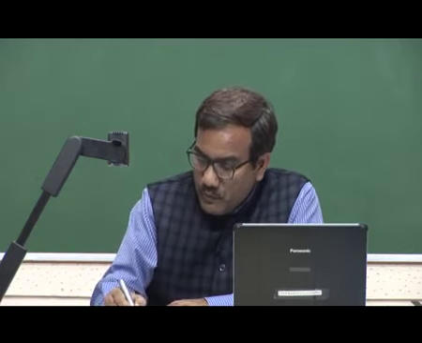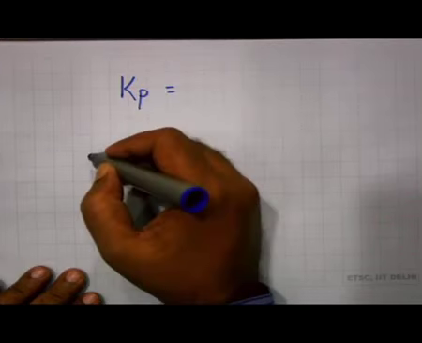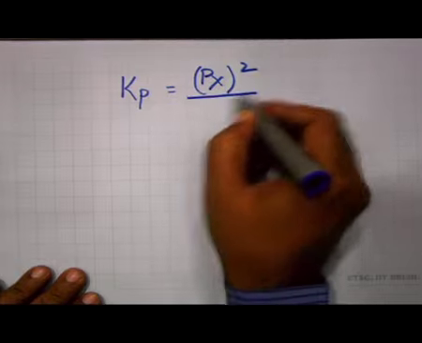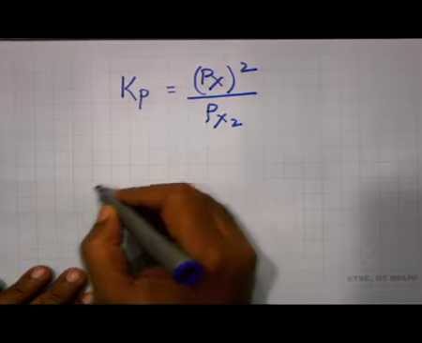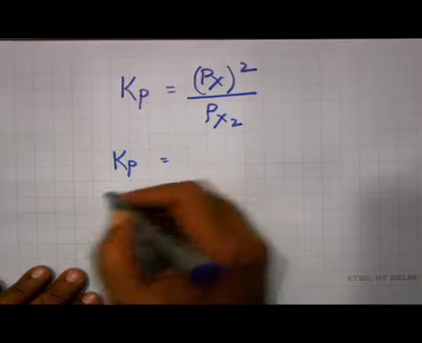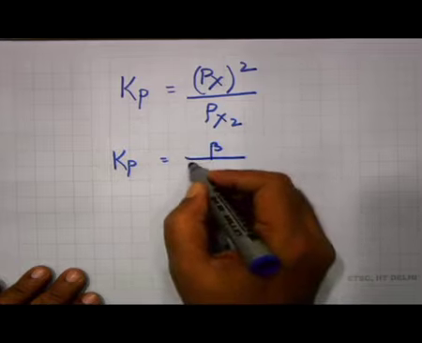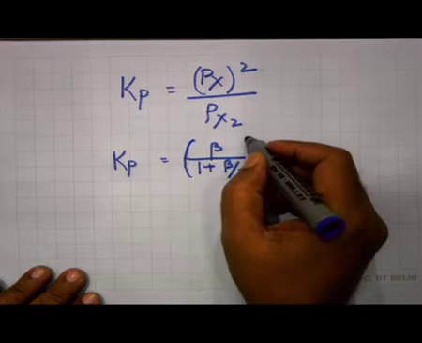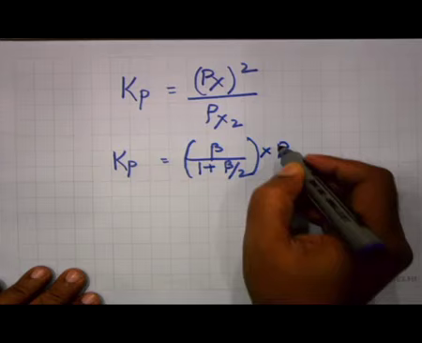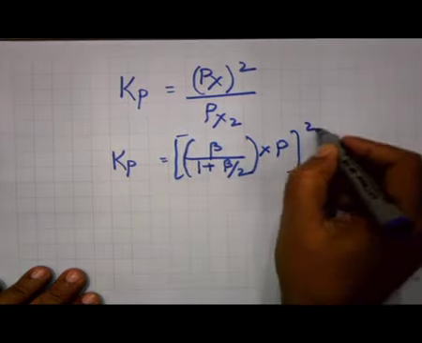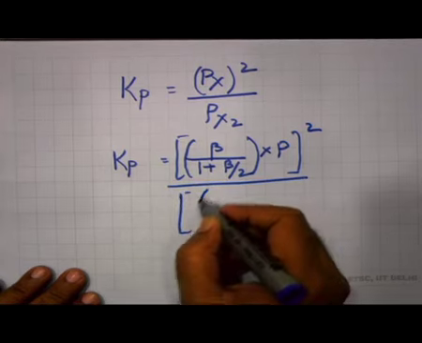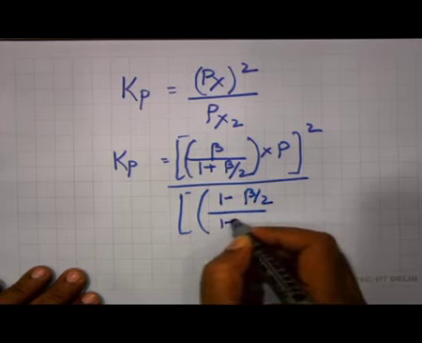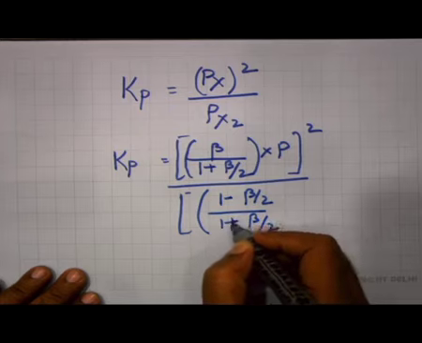Okay, so, now we can calculate Kp, and Kp for this reaction is pressure of X squared divided by pressure of X2, and we just calculated pressure of X. Pressure of X is your beta by 1 plus beta by 2 into P, and this is whole squared, divided by 1 minus beta by 2 by 1 plus beta by 2 into P.